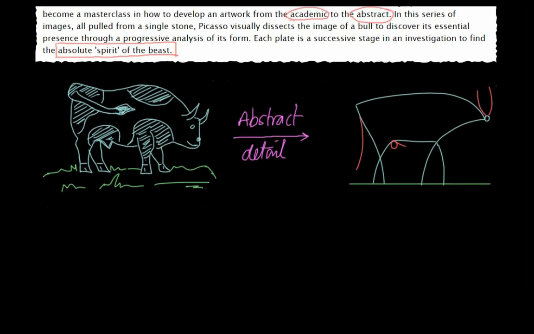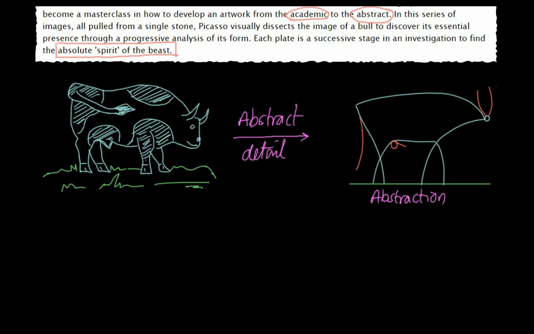By the way, we would actually call this an abstraction or an abstract bull. So an abstraction of a bull. It's an abstract bull. I've used abstraction. I have abstracted detail. So there's the use of the word in the three different contexts.